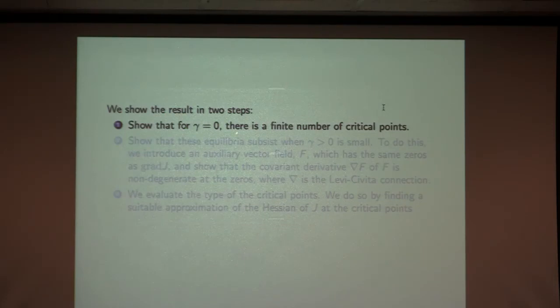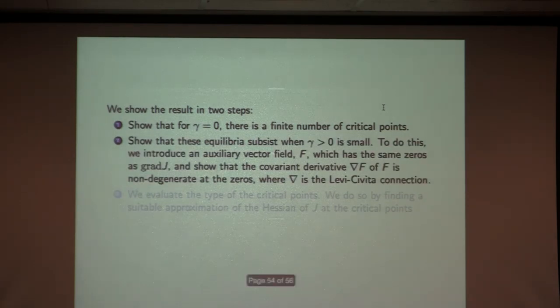First of all, we look at the limit where gamma is equal to 0. And we check, so extremely low SNR, actually no observations at all. And you check that you have a finite number of critical points. Okay. Now, what we can do is try to verify that these critical points subsist when gamma increases.